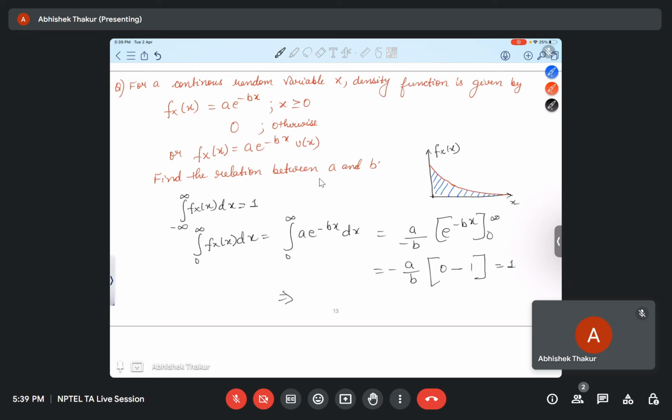So this implies that, or here you can write, this is equal to a by b. So a by b is equal to 1. So it implies that a is equal to b. So, understood how to solve this kind of question.